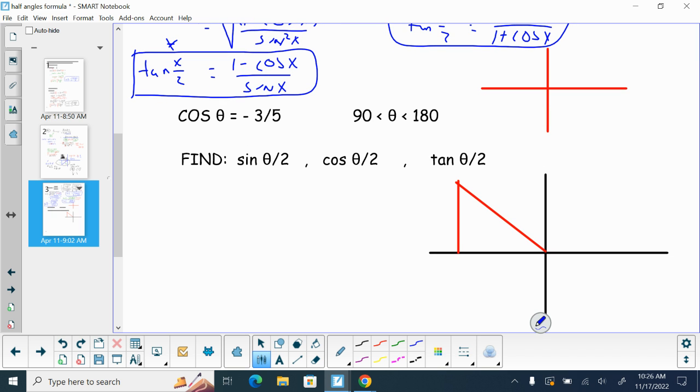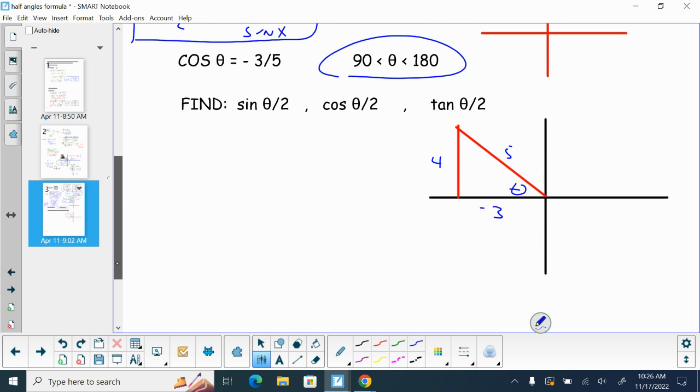Okay, let's look at the problem. Cosine of theta is equal to negative 3/5. Theta is between 90 and 180, which puts us into which quadrant? Second quadrant. So I'm in my second quadrant. Here's my theta. See, my cosine is negative 3 over 5. My opposite side is a value of 4.